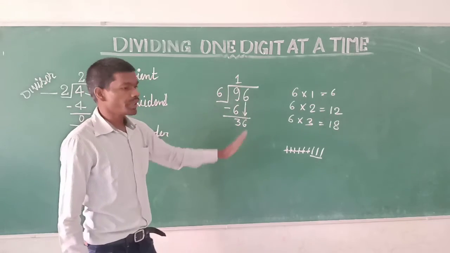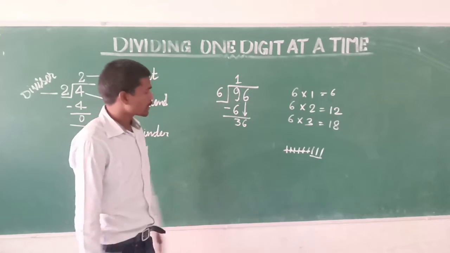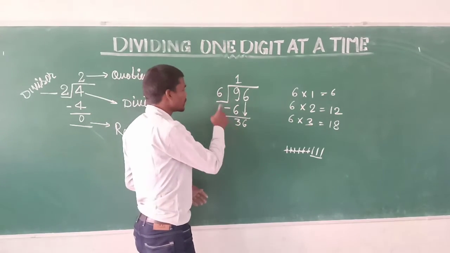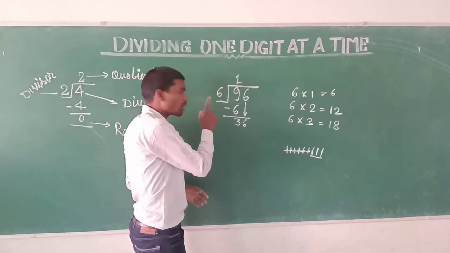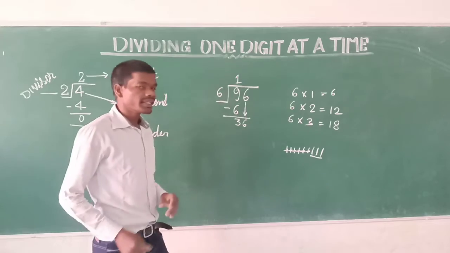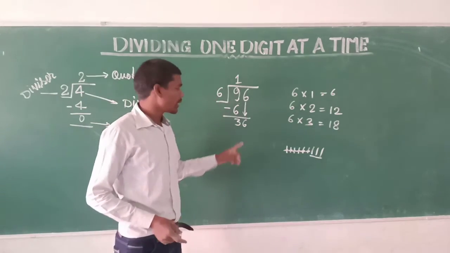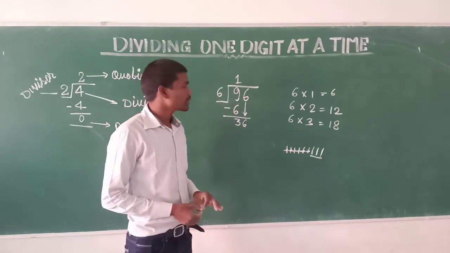Okay, because we are doing second time. Okay, so we have to finish it. Okay, now what we can do here? 6. We know the table of 6, and how many times we shall say the table of 6, and then we will get 36. We will get 36.